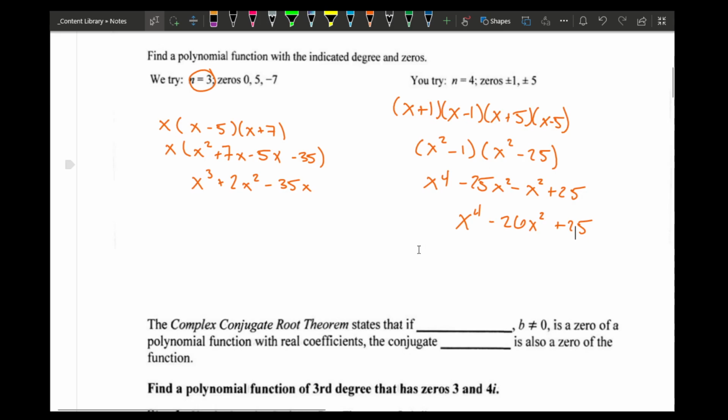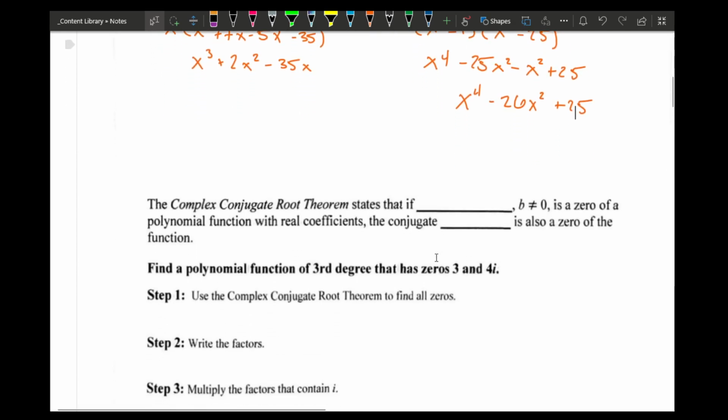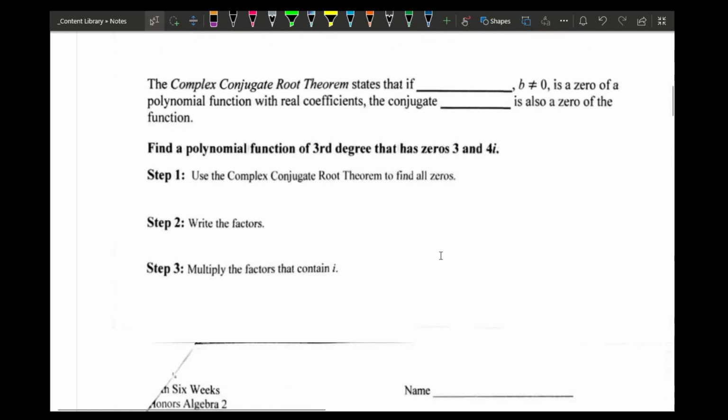So what happens if we have an equation that doesn't have all real solutions? Because we did imaginary numbers, sometimes you end up with an imaginary solution. That's okay. And we talked about the conjugate root theorem a while ago, and this is an interesting application of it. So in case you forgot, it says if a plus bi, where b is not 0, is a 0 of the polynomial function with real coefficients, the conjugate a minus bi is also a 0.